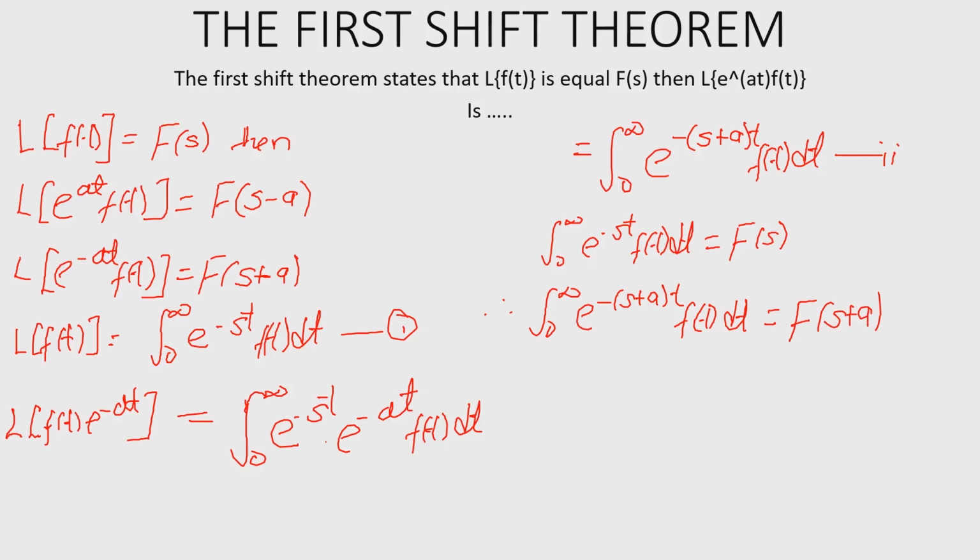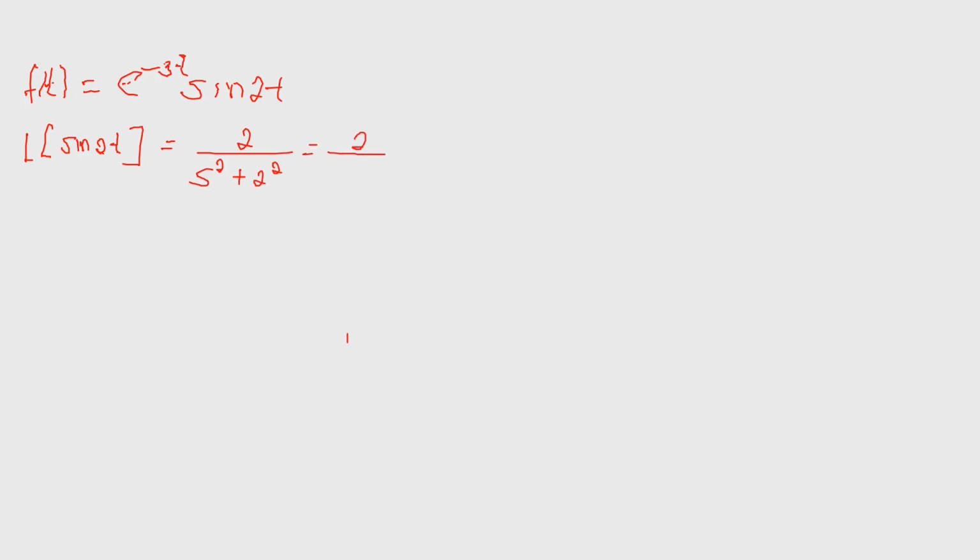So we are going to do an example now so that you will understand it better. You are given that f(t) is equal to e raised to the power of minus 3t sine 2t. The first thing you are going to do is find the Laplace transform of sine 2t. Don't forget, it is equal to 2 over s squared plus 2 squared, which is equal to 2 over s squared plus 4.